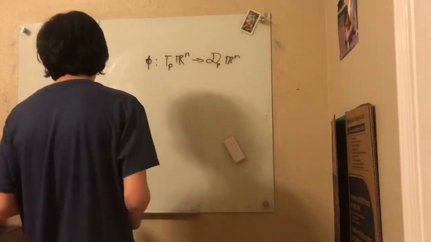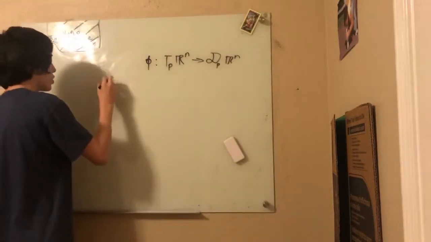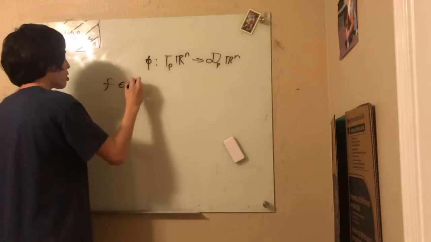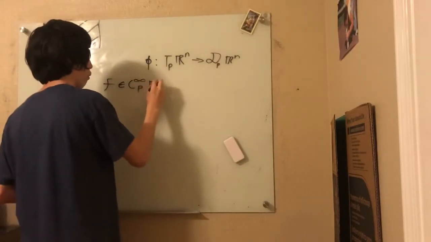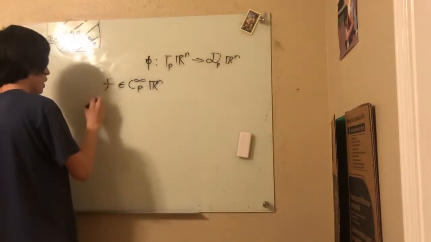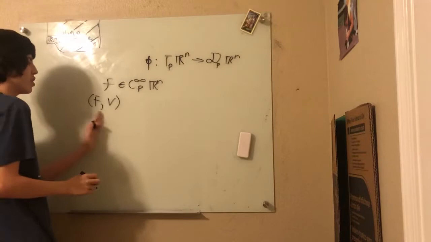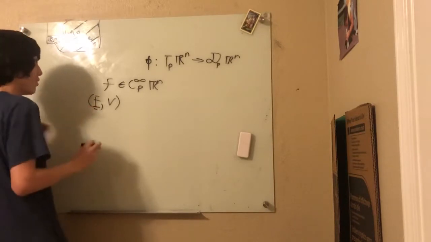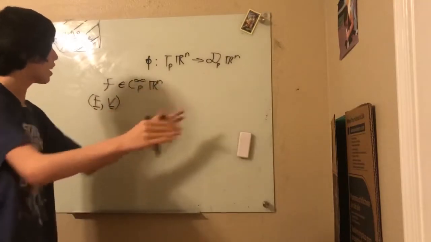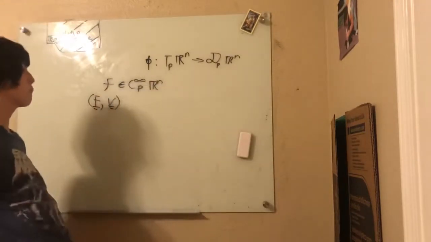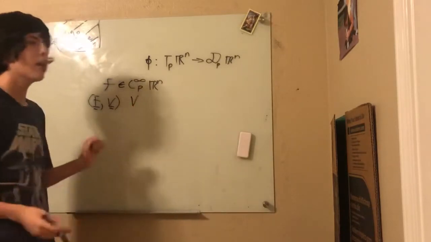So first of all we're gonna have a function, right? A germ. A function paired with an open set. This is also how you denote germs. This is the function, and this is the open set it's working on. So V is gonna be arbitrarily small, as small as we want it.